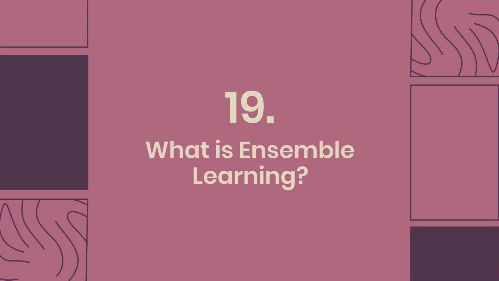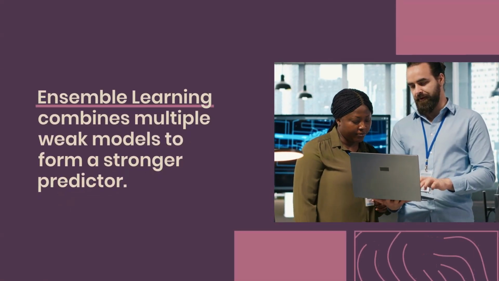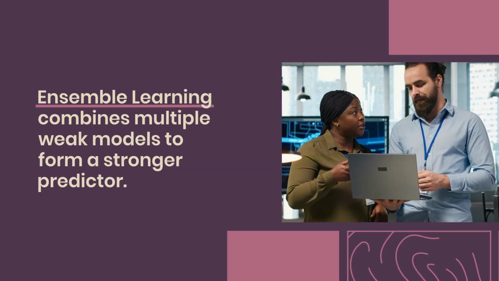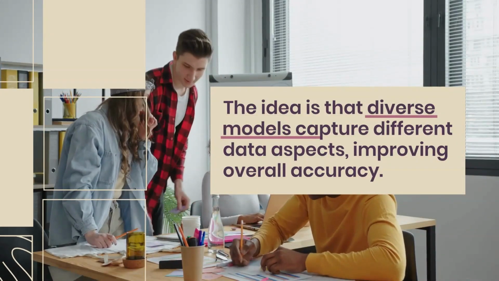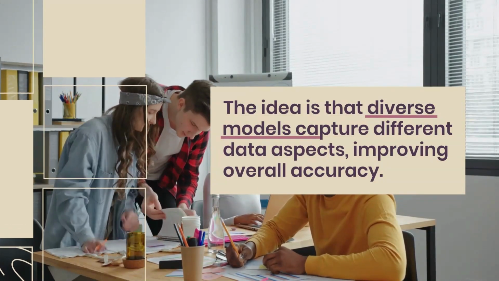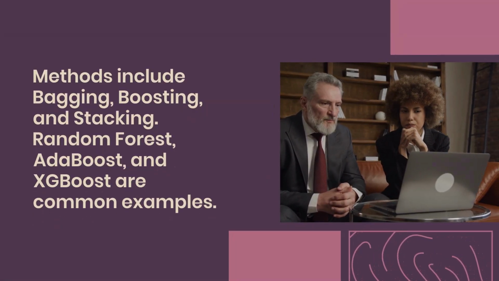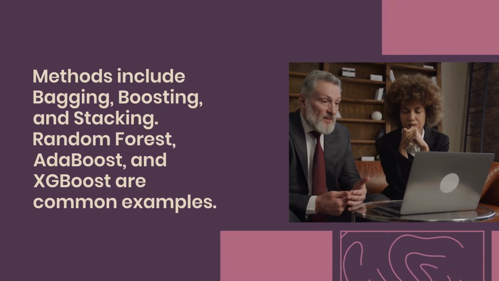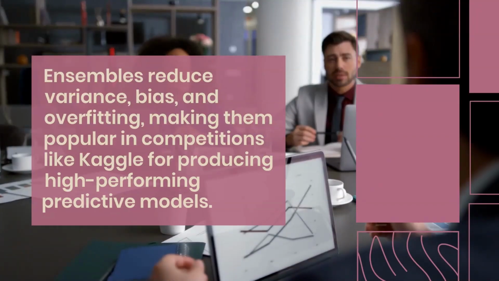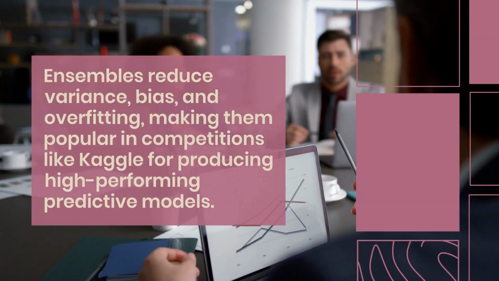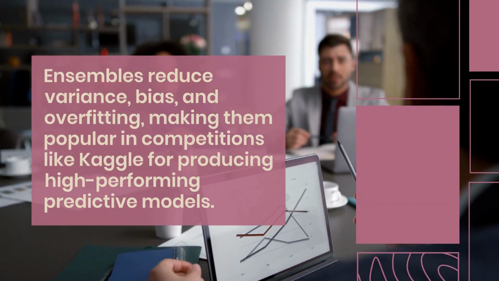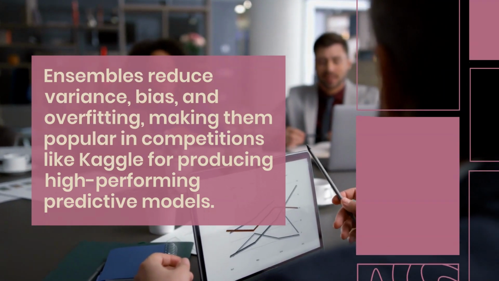19. What is ensemble learning? Ensemble learning combines multiple weak models to form a stronger predictor. The idea is that diverse models capture different data aspects, improving overall accuracy. Methods include bagging, boosting, and stacking. Random forest, AdaBoost, and XGBoost are common examples. Ensembles reduce variance, bias, and overfitting, making them popular in competitions like Kaggle for producing high-performing predictive models.